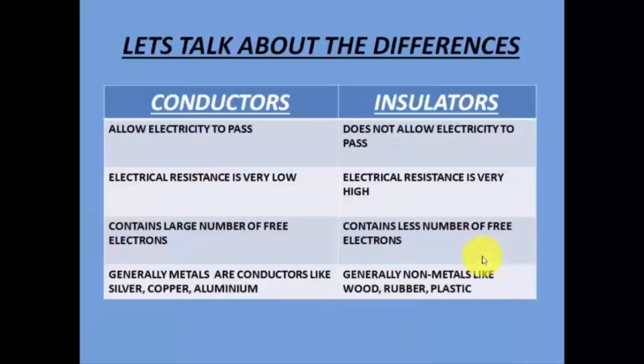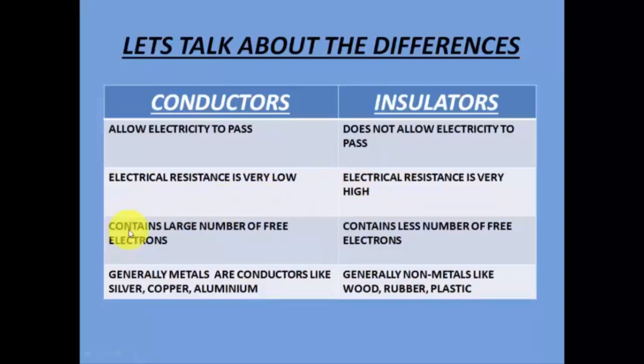So now let us also talk about major differences between conductors and insulators. Now that we have learned what is a good conductor and what is a good insulator, we should also be able to differentiate between the two. A good conductor will allow electricity to pass through it, whereas an insulator will not. Secondly, a good conductor's electrical resistance will be very, very low, because it cannot resist the flow of electrons. But in the case of insulators, the electrical resistance will be very high, because an insulator can resist the flow of electrons, right?